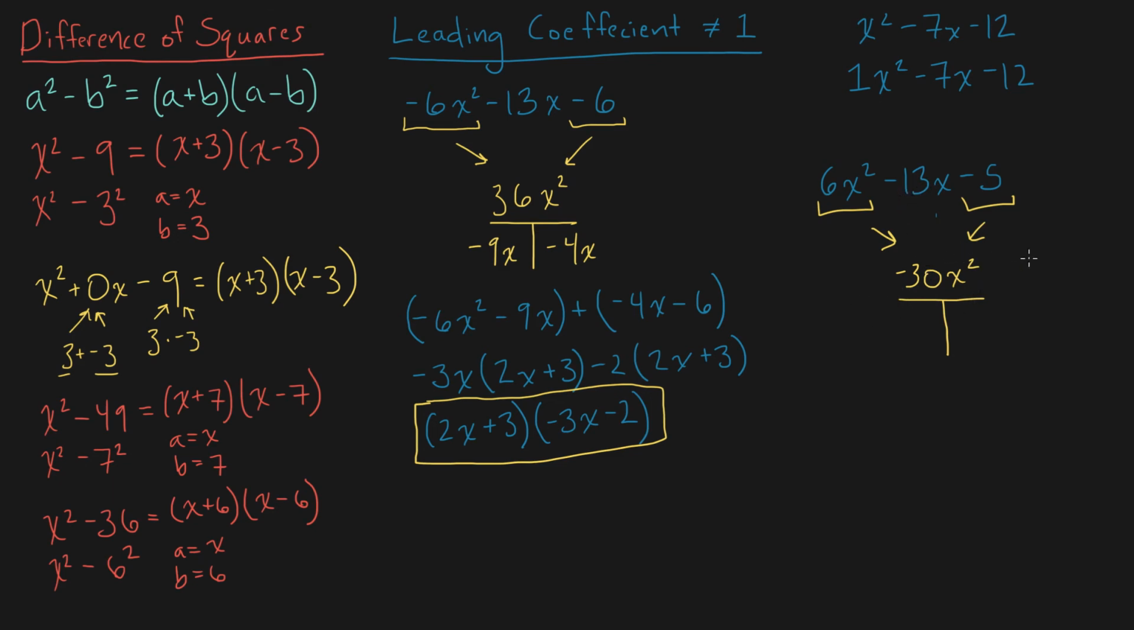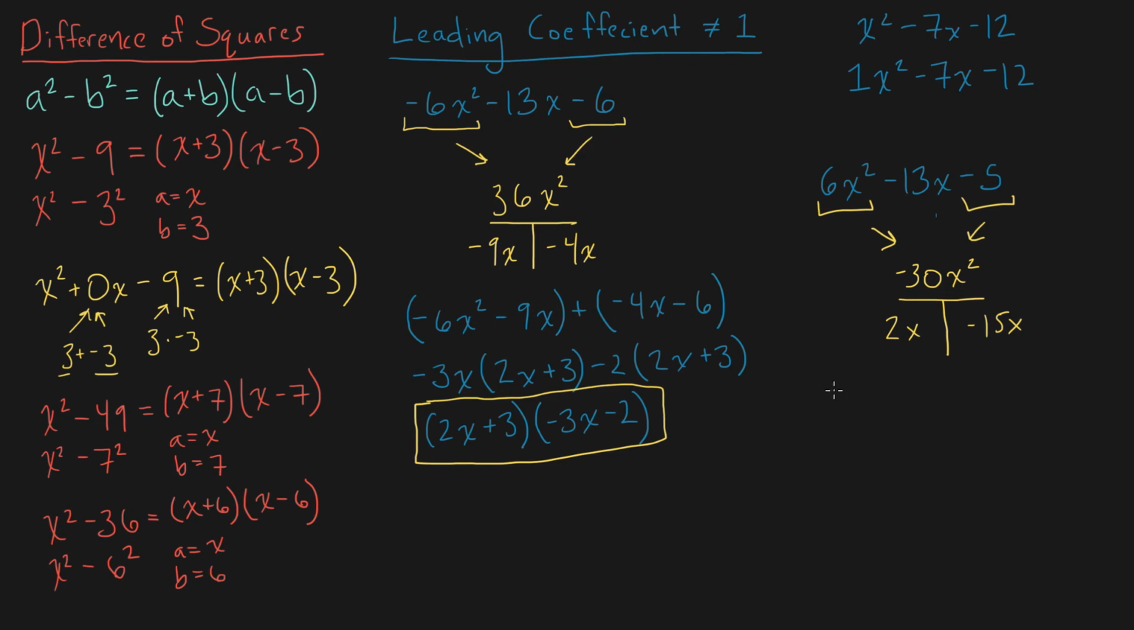So just like we've done before, you could write out a table of the factors of negative 30, but you'll eventually find that the two numbers that work are 2x and negative 15x. So 2x times negative 15x is going to give you negative 30x squared. And then if you add 2x and negative 15x, that's going to give you negative 13x.